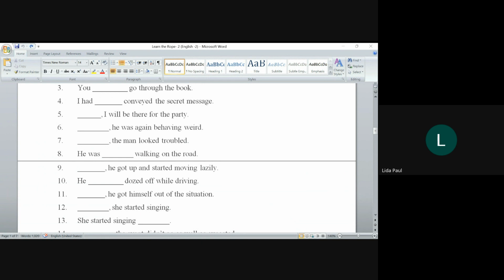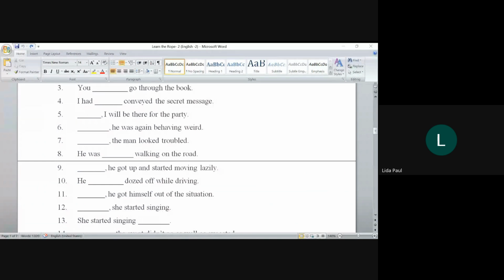Okay. Next is dash, he was again behaving weird. Multiple answers possible here, I think. Unfortunately. Unfortunately, yes. First obvious choice would be unfortunately, he was again behaving weird. That should be the best one we have here as a choice. The next one, dash, the man looked troubled. Clearly. Clearly, yes, clearly the man looked troubled. Correct.